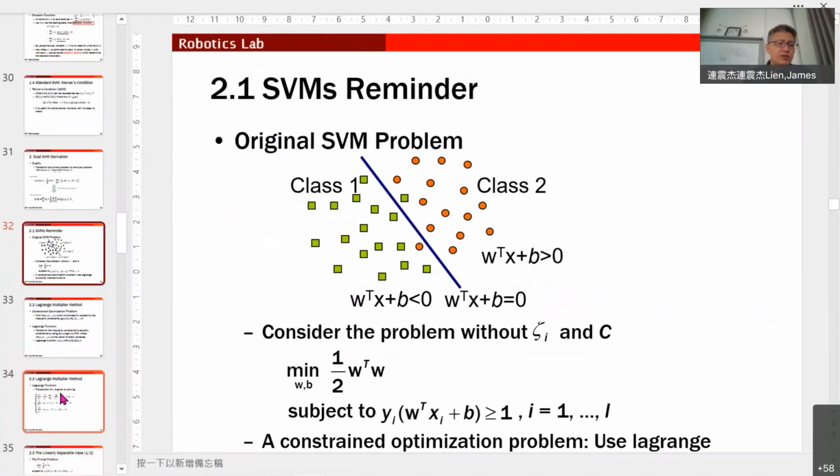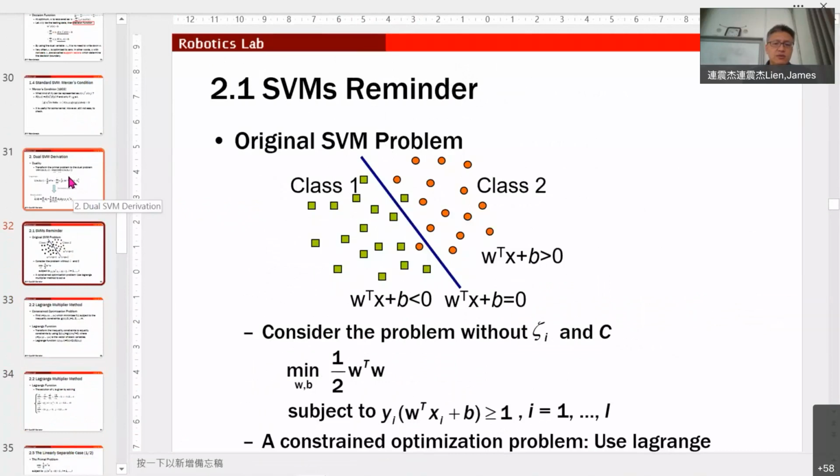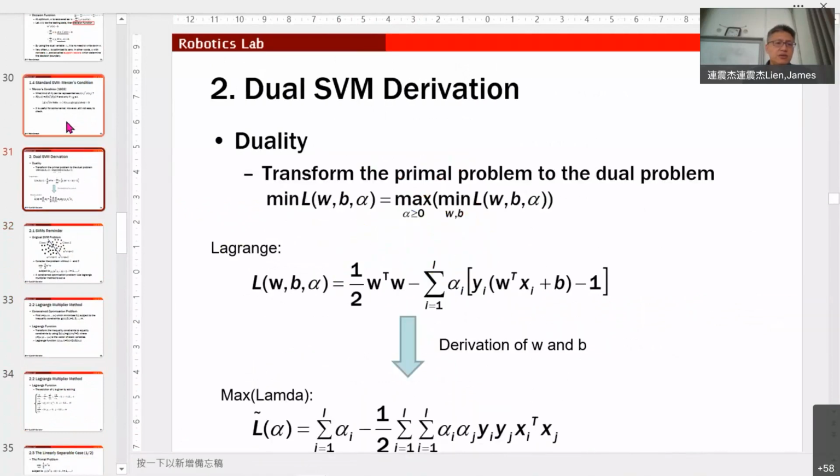Actually Lagrange is here. Page 31 becomes this one. So you minimize this term, this constraint term with one scaling factor.